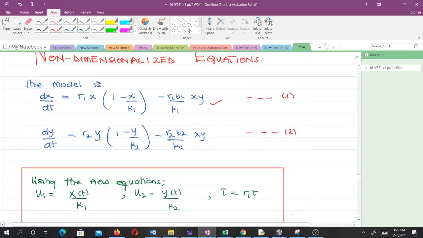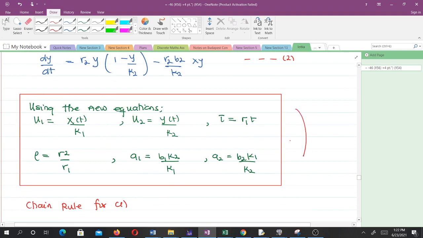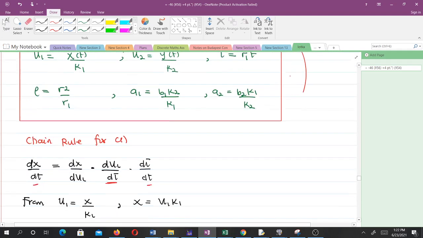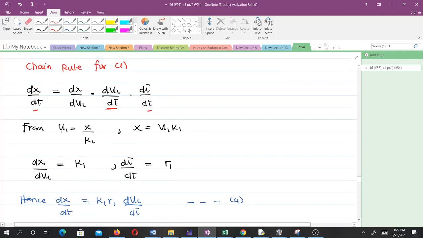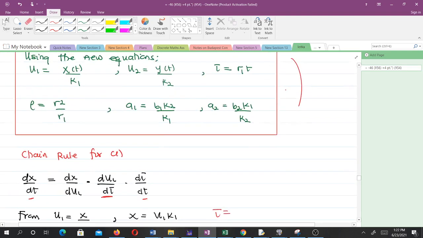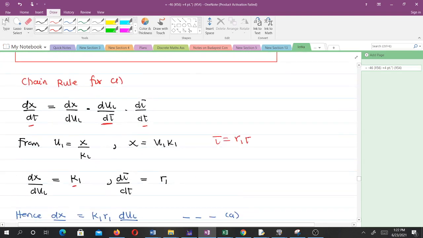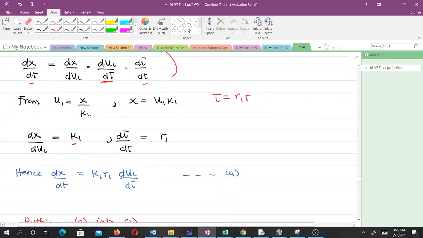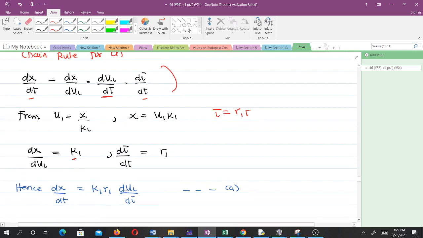But from the equations that we had here, note we are going to make use of them a lot, so we will always be making reference from here. From those equations, we had u1 is equal to x over k1. When you make x the subject, you get x equal to u1 k1. So when we find dx/du1, we just get k1. And we had tau equal to r1 t, right? So when we find dtau/dt, we get r1. After getting this, we make substitution back in here, and that will give us dx/dt equal to k1 r1 du1/dtau, and we call this equation a.